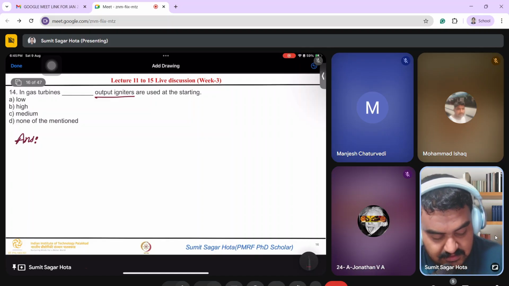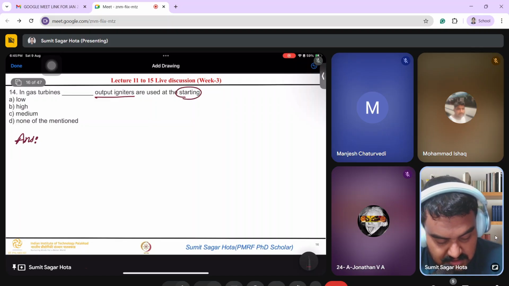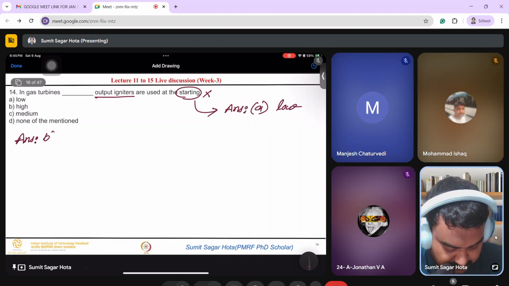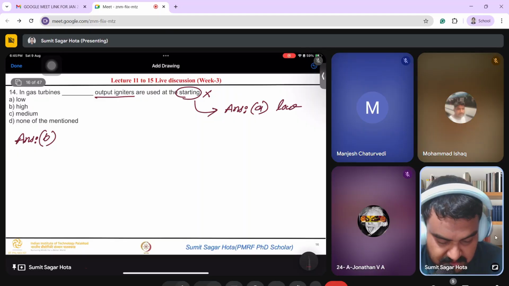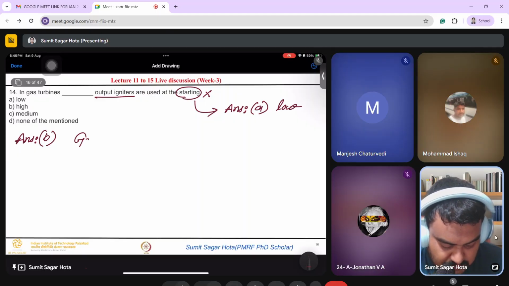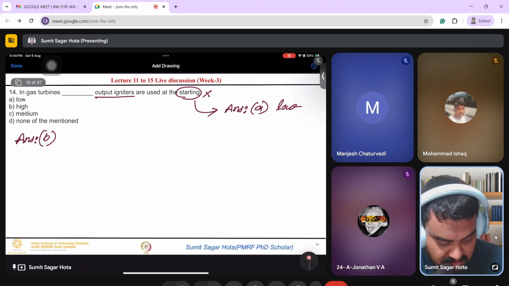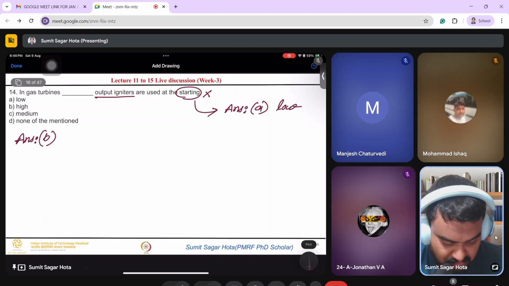So if in the question the word starting is not there, then the answer will be A, which is low. But now the answer is B, because starting is mentioned. So when you are giving an exam, read the question very carefully, because this one word can change the meaning of the whole question and the options.